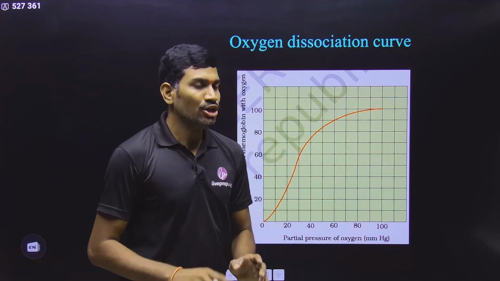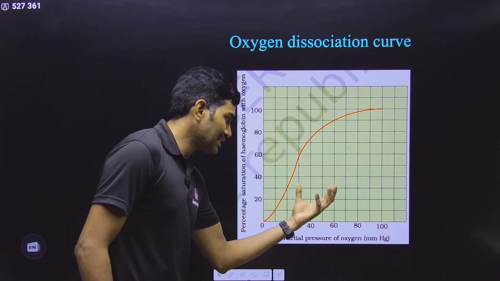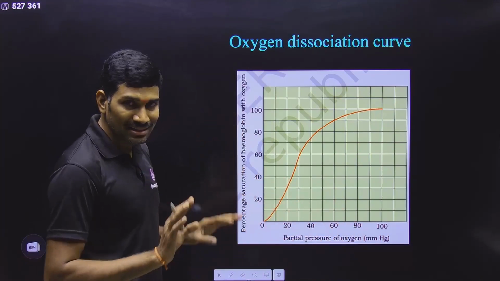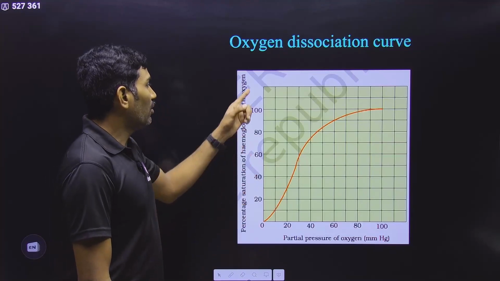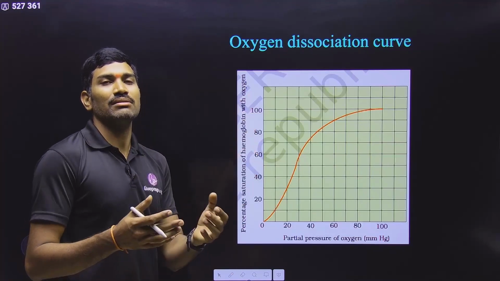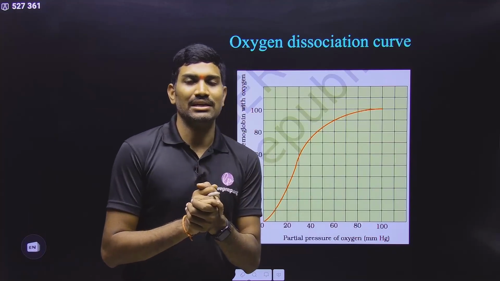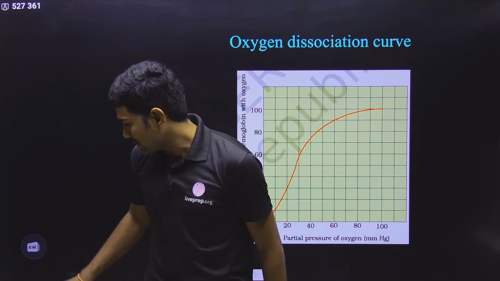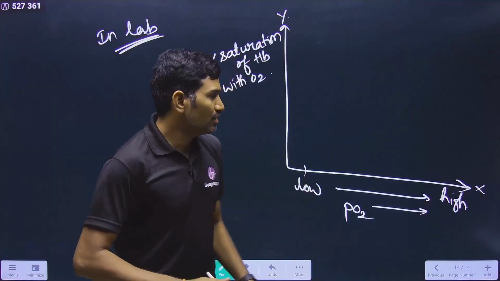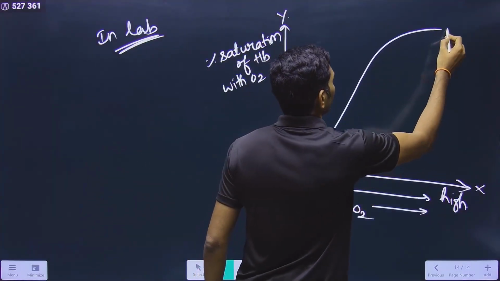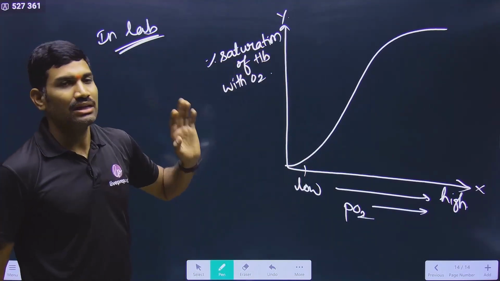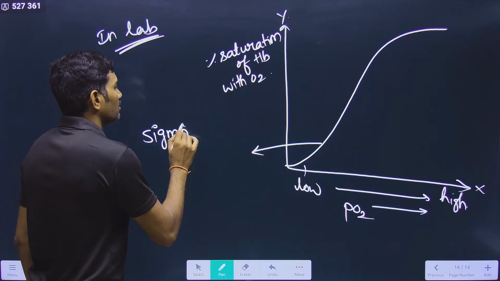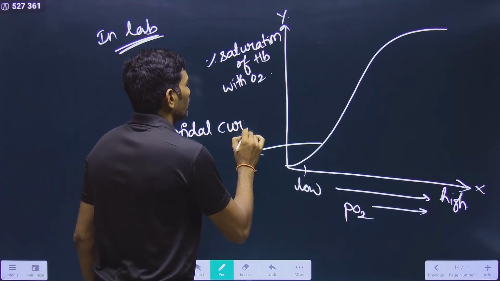This is what the graph shows. In this way, scientists in experimental conditions provided a particular partial pressure of oxygen, and at that partial pressure, how much hemoglobin is saturated with oxygen binding. So this is the percentage saturation we are getting. If you observe, we are getting a curve like this, and this type of curve is called a sigmoidal curve.